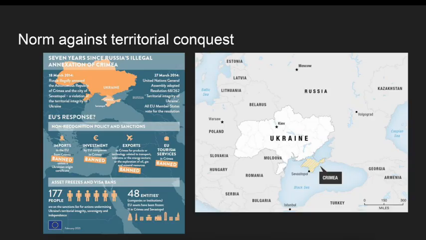Now, obviously, that norm is not abided by 100% of the time. Russia invaded Ukraine both in 2014 by annexing Crimea and then more recently in 2022. But this is another explanation for why we see some states being weak and others strong.